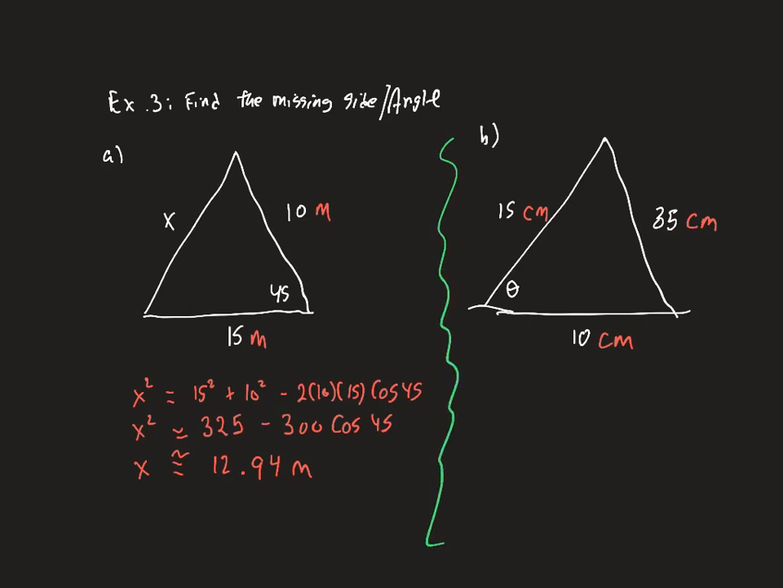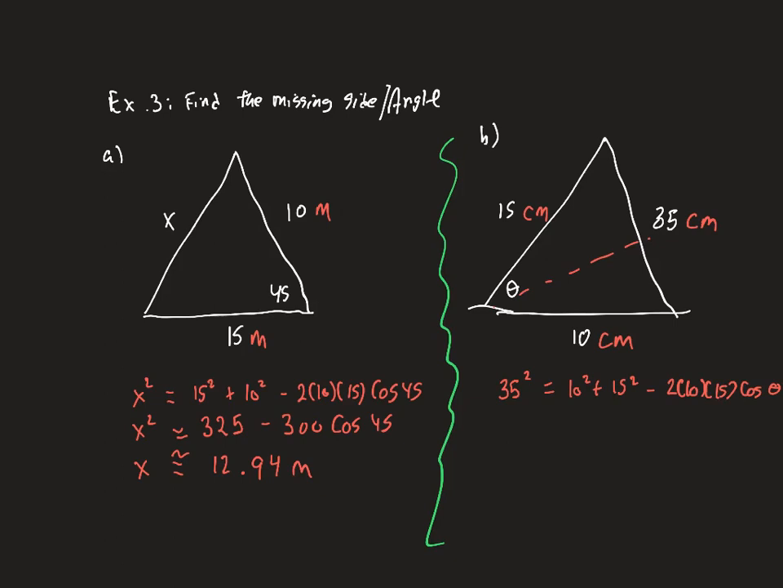Now let's look at the second one here. We're missing that theta there, so if we're missing that one, the side that belongs to it is that one. So you're going to have 35 squared is equal to 10 squared plus 15 squared minus 2 times 10 times 15 times cosine of theta.